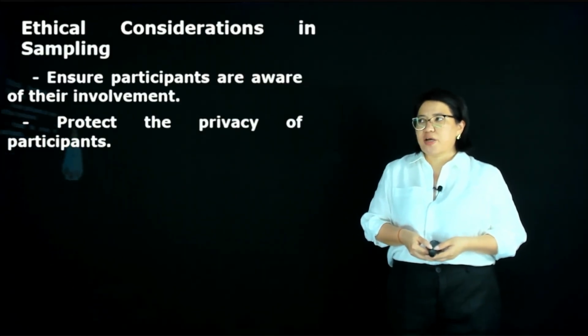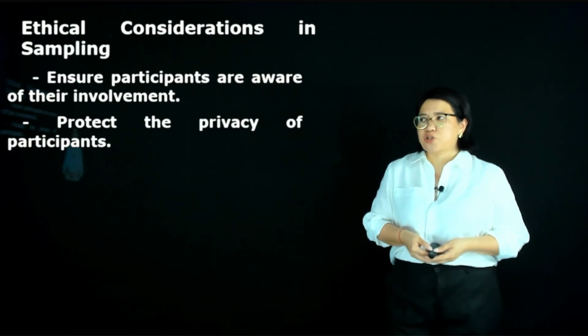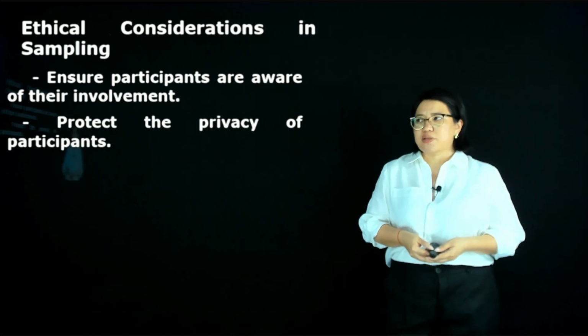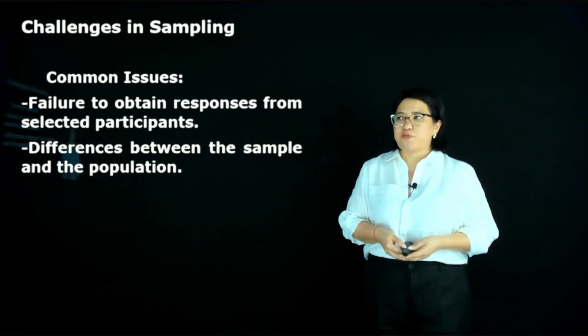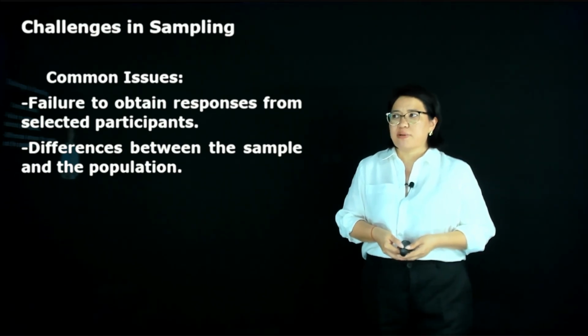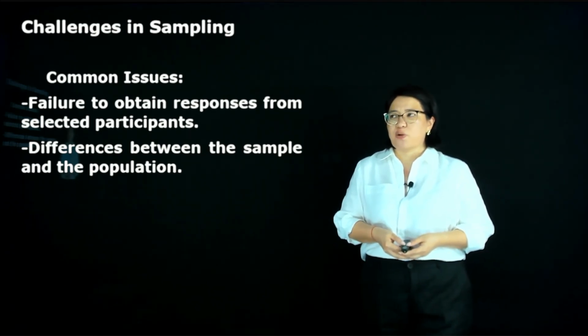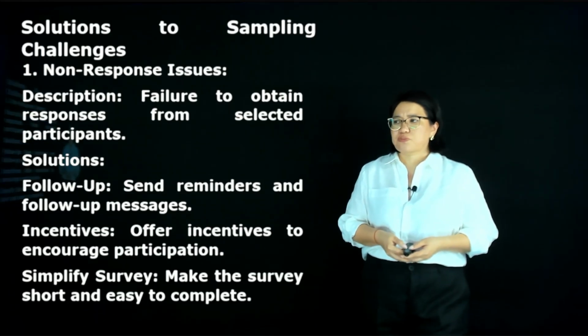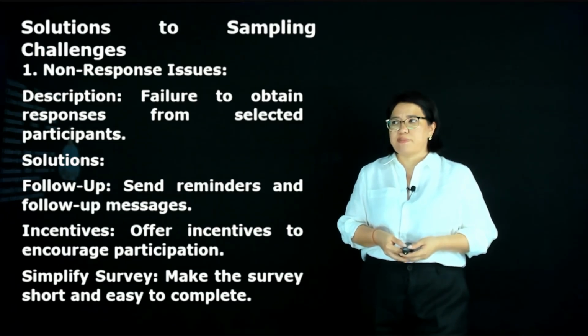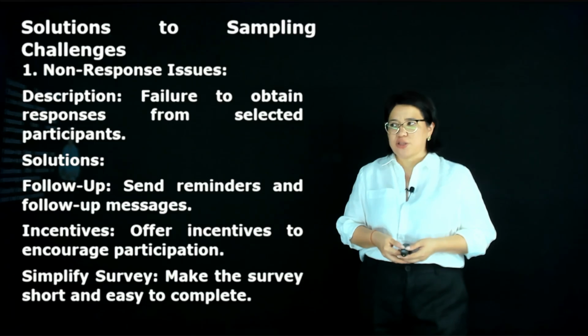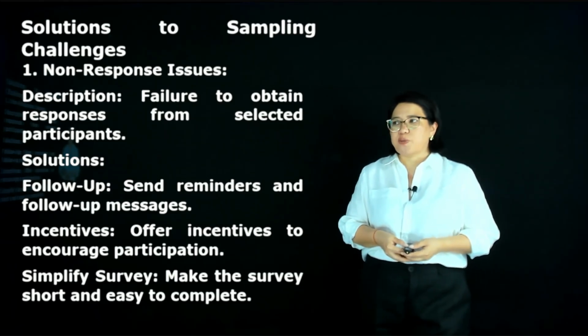Ethical considerations in sampling: ensure participants are aware of their involvement and protect the privacy of participants. Challenges in sampling include common issues such as failure to obtain responses from selected participants and differences between the sample and the population. Solutions to sampling challenges: for non-response issues, which means failure to obtain responses from selected participants, the solution is follow-up: send reminders and follow-up messages, offer incentives to encourage participation, and make the survey short and easy to complete.